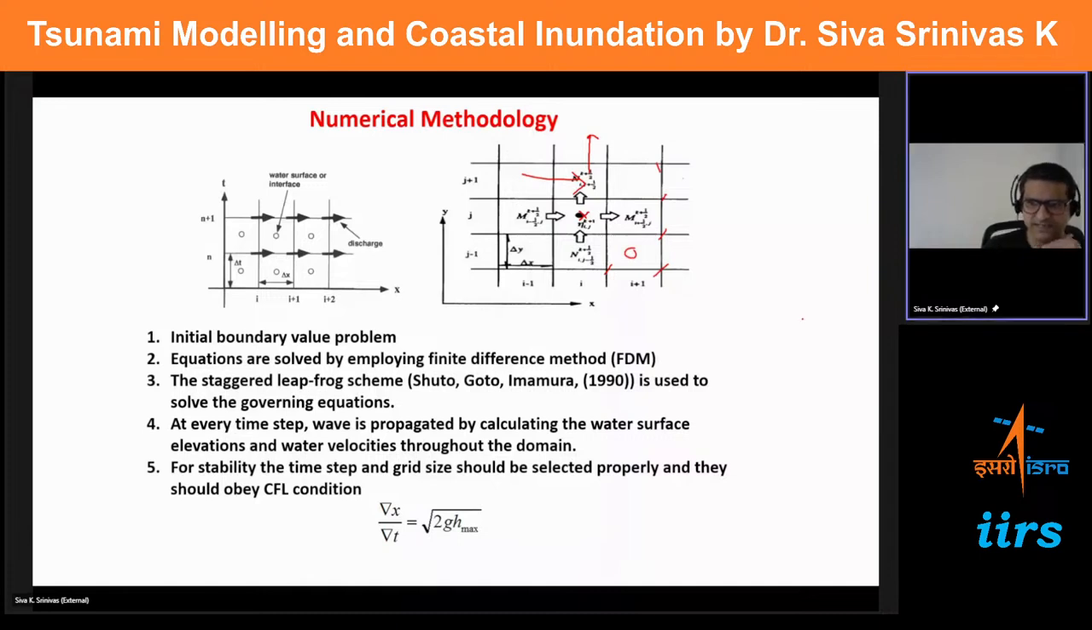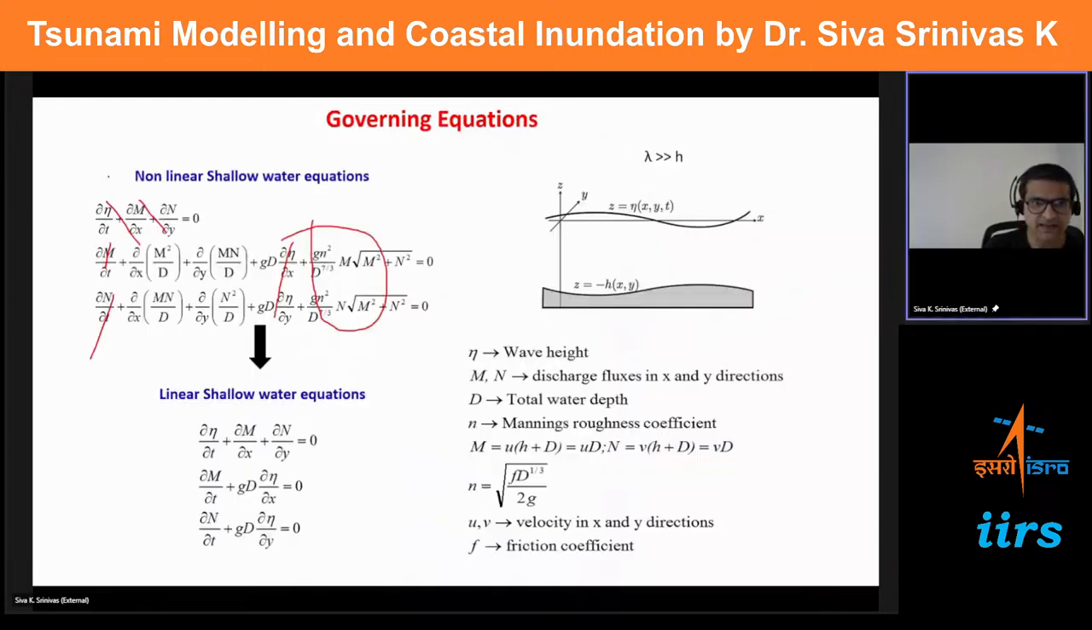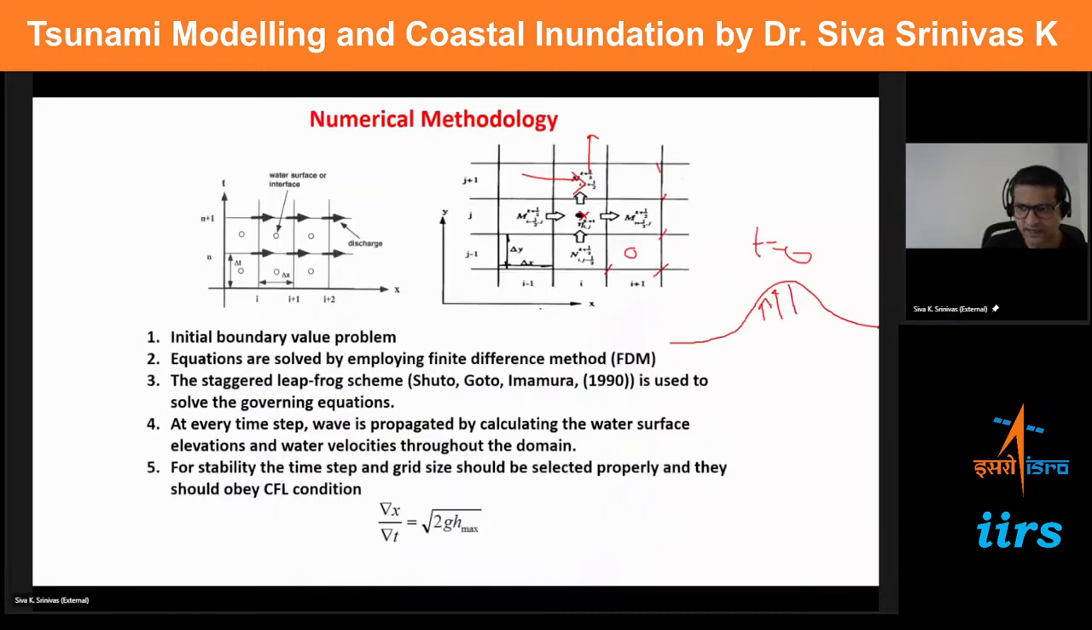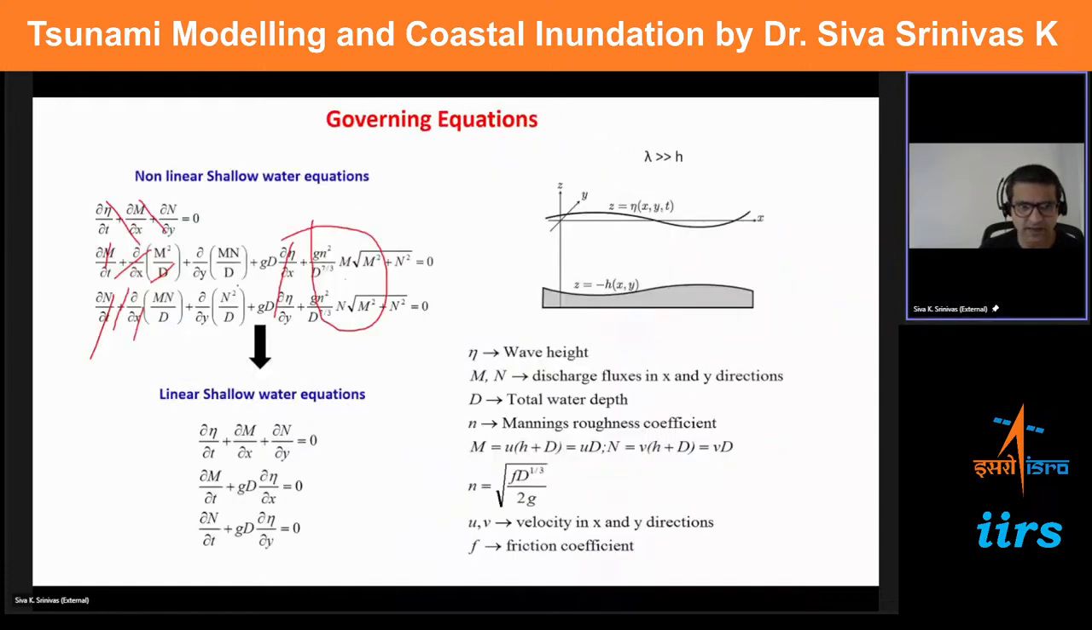So for a given time step t equal to 0, I have an earthquake. The earthquake has led to generation of a disturbance, so I know the height eta at t equal to 0. With this height, I'll apply that height to these equations, and I will solve M and N at t equal to 0. For the next time step, t equal to 1, I'll calculate u and v. Once I know u and v, I'll substitute u and v in this equation and calculate eta.